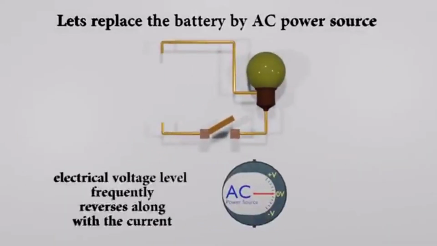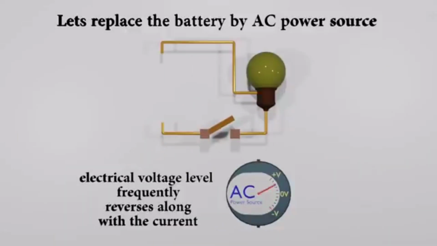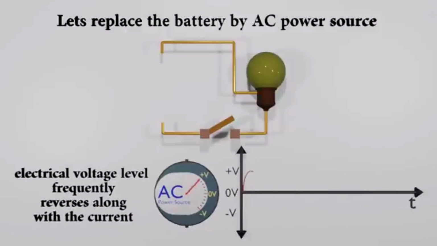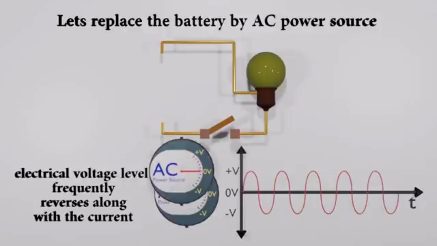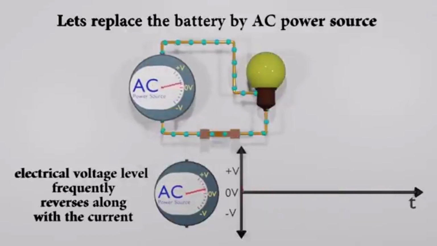Let's replace the battery with an AC power source. It frequently reverses the direction like this. When AC power is applied to a common incandescent lamp, it turns on and off repeatedly like this, but this happens so fast that we can't see the process.